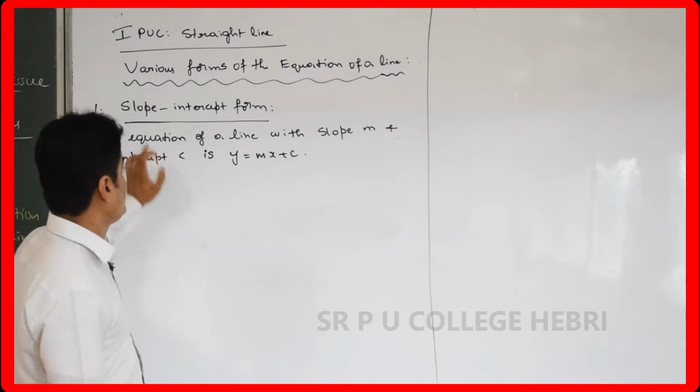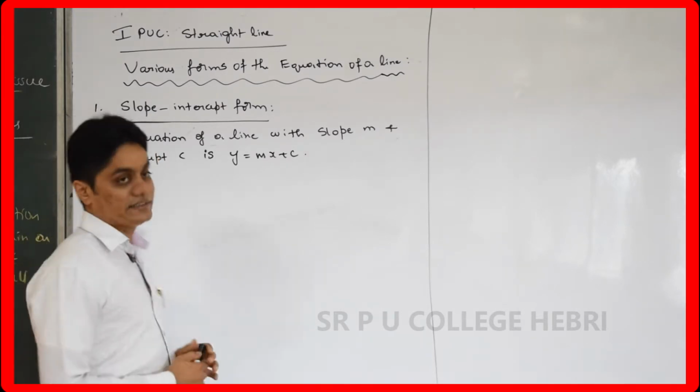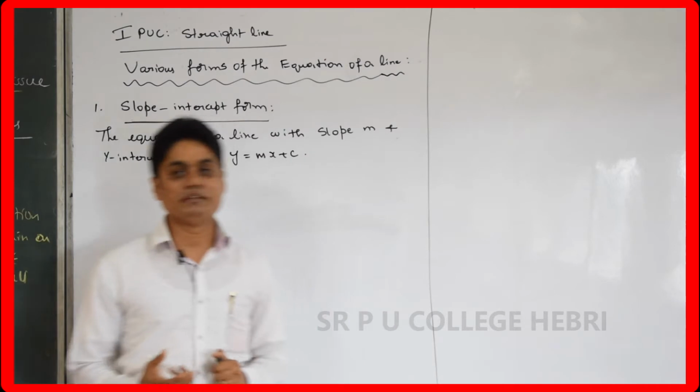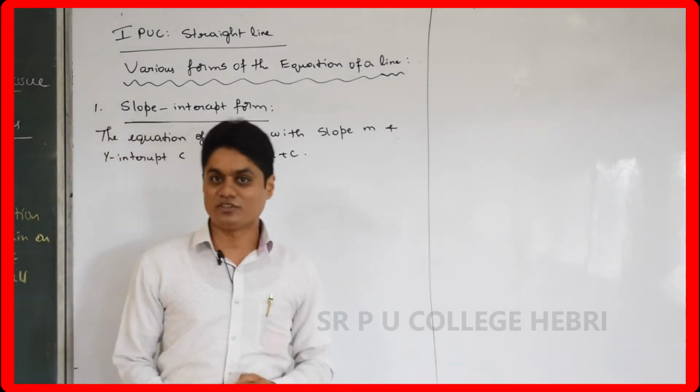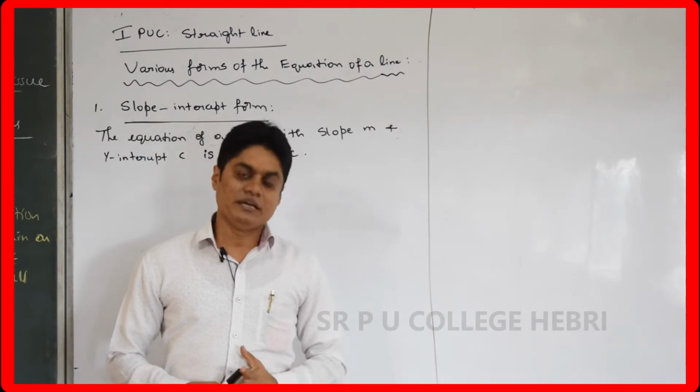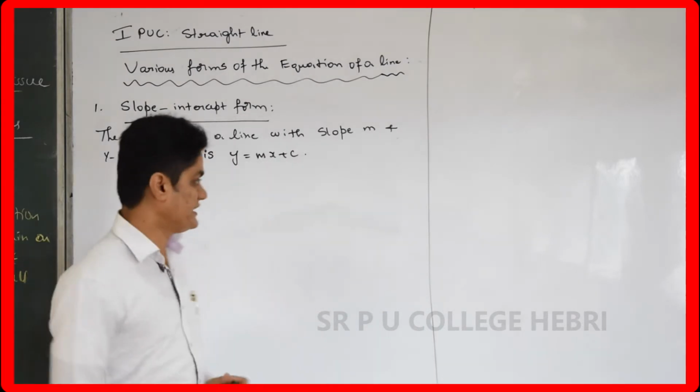Under this heading, the first form is the slope intercept form. How did this name come about? The given data are these two. One is slope, which you already know. Another one is intercept. Maybe this term is new for you. Don't worry, I will explain that first.